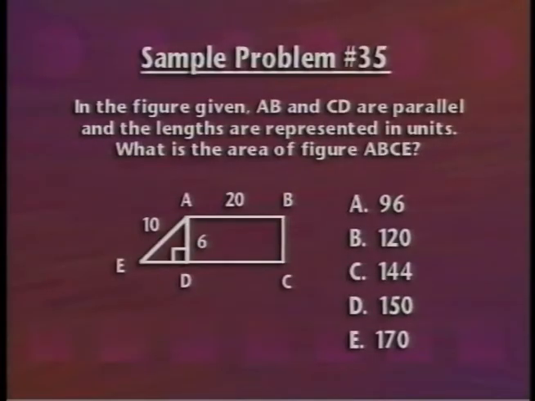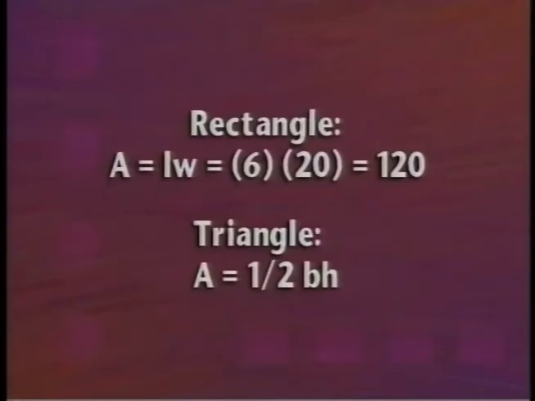In the figure given, AB and CD are parallel, and the lengths are represented in units. What is the area of figure ABCE? Notice that this figure is composed of rectangle ABCD and right triangle EAD. The area of a rectangle is found by multiplying the length times the width, which in this case is 6 times 20, or 120. The area of the right triangle is 1/2 base times height.